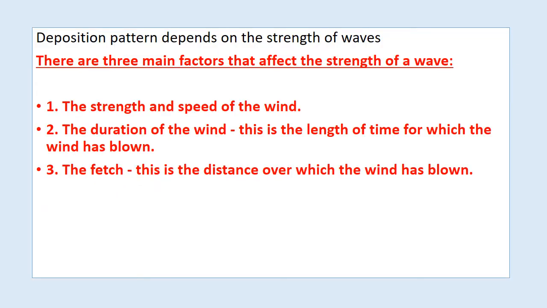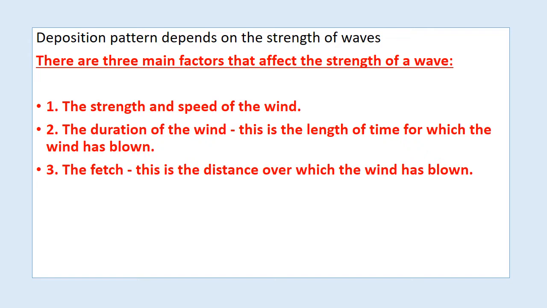Basically, the deposition pattern in the coastal zone depends on the strength of the waves. Waves may be originated by tectonic activities, by tidal effect, by earth movement, by volcanism, or they may be normal waves. But the strength of the waves controls the depositional landform in the coastal region.